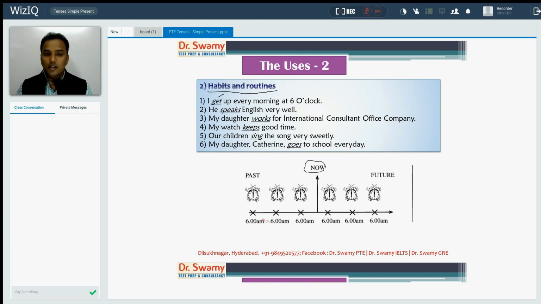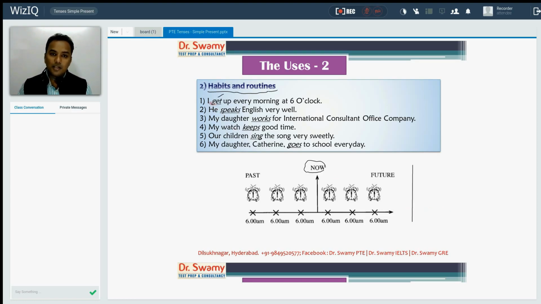It means that in the past, I usually got up at 6 o'clock, and in the future also, it is expected that I would generally get up at 6 a.m. That is the meaning of simple present tense. That means the action has been happening and it will also happen in the future in general, as a habit, as a regular routine.